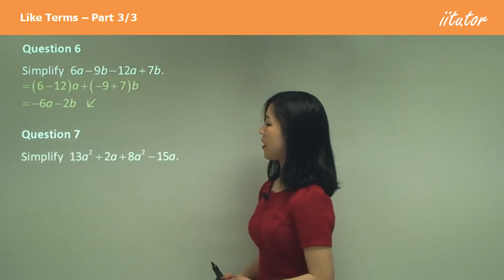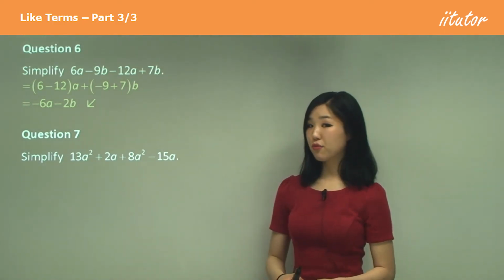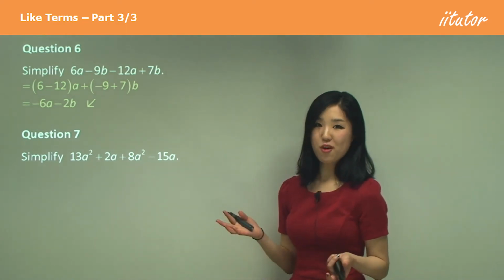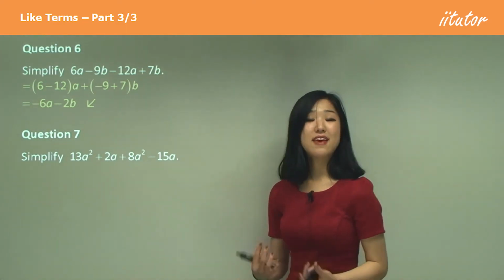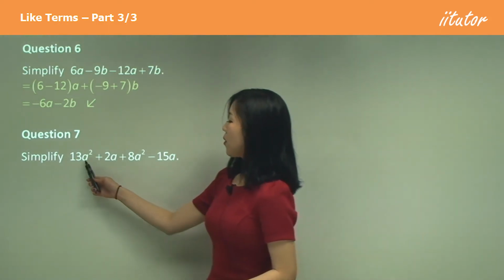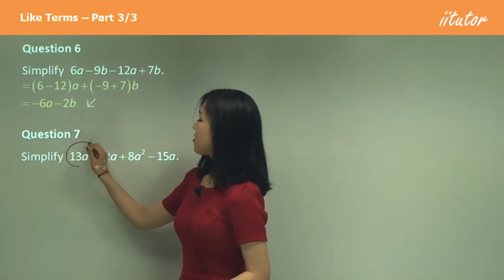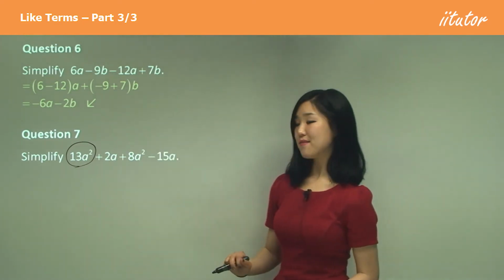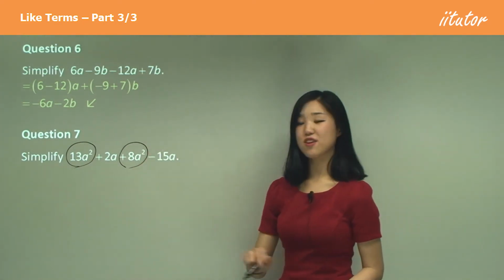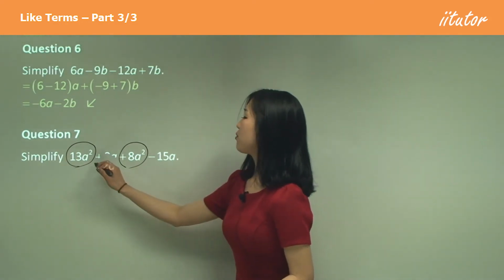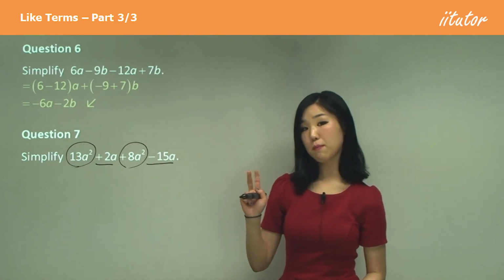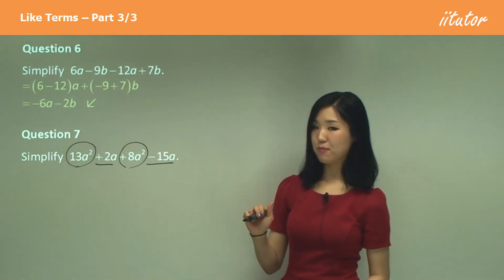Simplify this one. Okay guys, a little bit different because we've got some squares involved, but don't be shocked by this. Just treat it the same way. Gather up the ones that are the same. So, is there anything else, any other terms that have A squared? Yes, we've got one here. I've got 8A squared. So these 2 are like terms. And we've also got 2A and negative 15A. They both have A in it, so those are like terms as well.